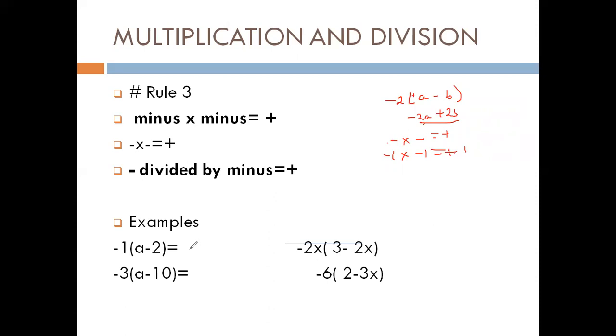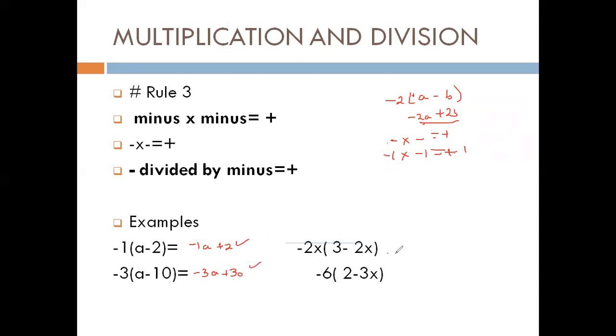This will give us minus a, then minus 1 times that one will give us plus 2. I think this is very simple. Then we say this one is minus, the minus 3 times a, we get minus 3 what? A. Then minus and minus we get plus, then 3 times 10 we get 30. I think you can see that this will be giving us correct answers.